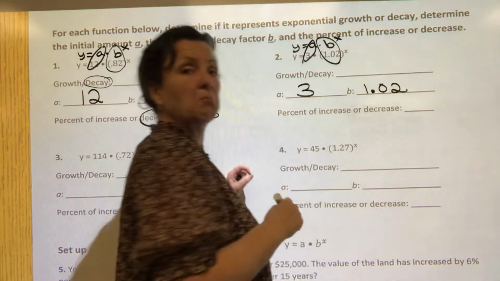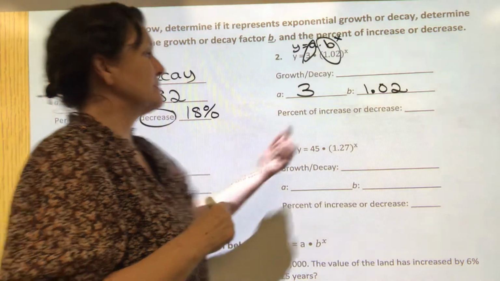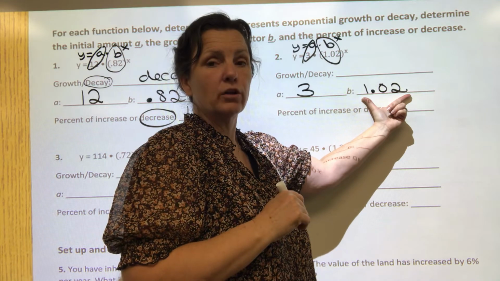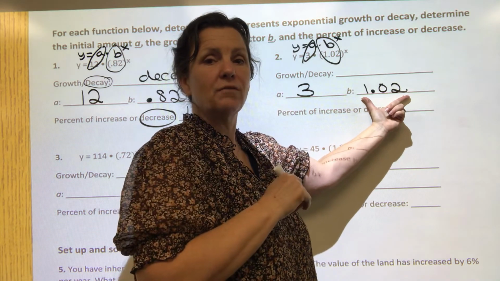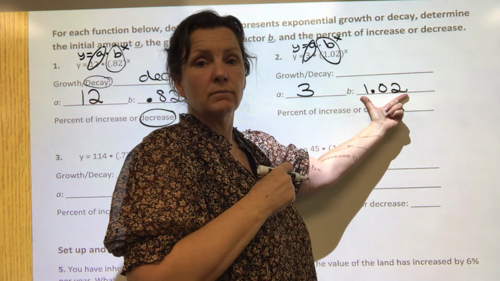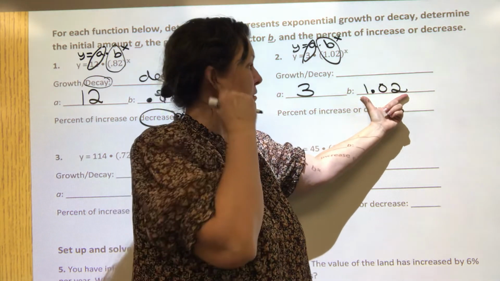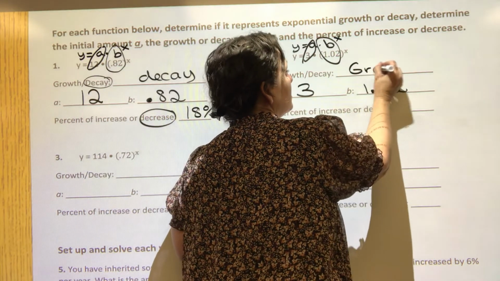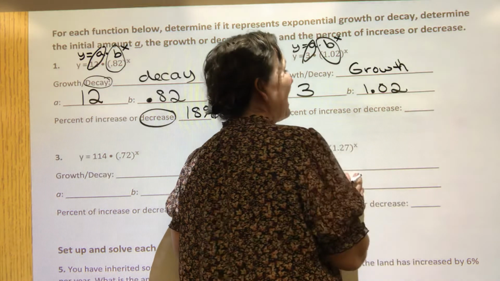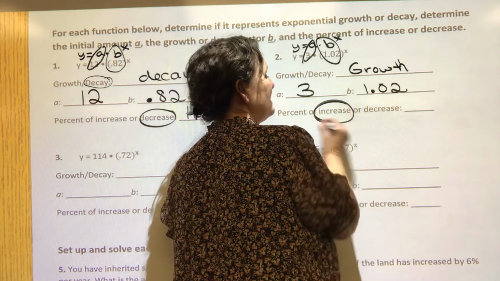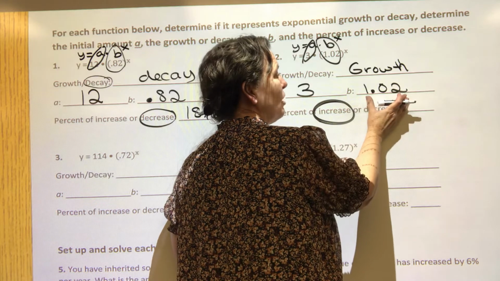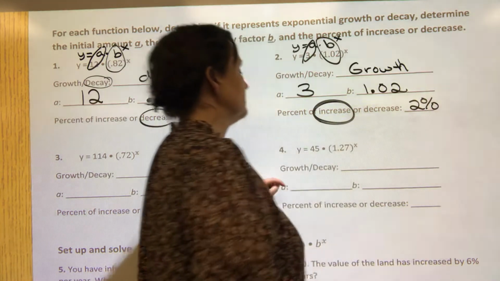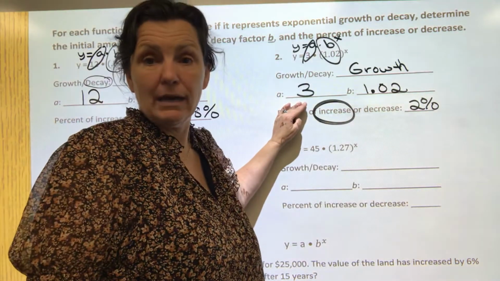1.02. Cool. Now is this above $1? Increase. Or is this beneath $1? Decrease. So if it's an increase, it's a growth function. If it's a decrease, it's a decay function. So this one's definitely bigger than $1. So we know that this is a growth function. How much above $1 is it? What is the increase? How much bigger is $1.02 than $1? 2%.